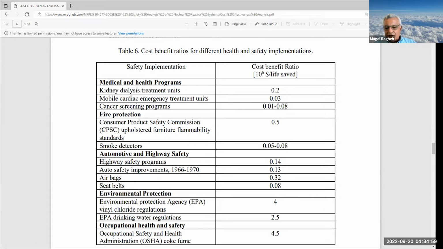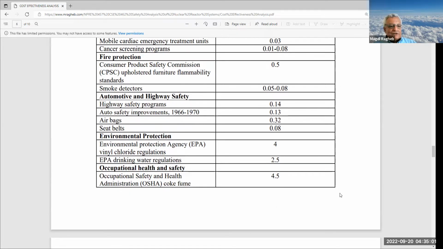Let's look at other implementation for reducing the risk and increasing safety in automotive and highway safety. Highway safety programs, that's 0.14 or $140,000 per life saved. Safety improvements since the 1970s, 32. Notice seat belt is the lowest of them. See how seat belts can save quite a bit of lives at the lowest cost.